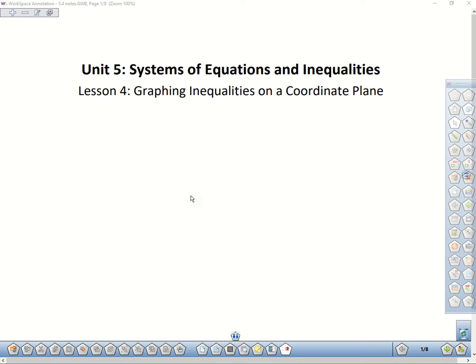Alright, so today we will be doing Unit 5, Lesson 4, which is Systems of Equations and Inequalities. And we'll be specifically looking at graphing inequalities on a coordinate plane.